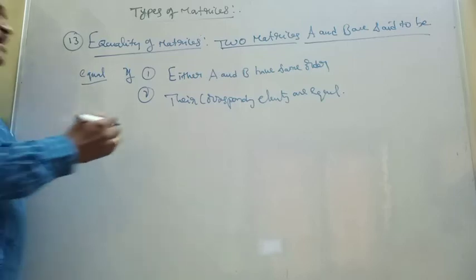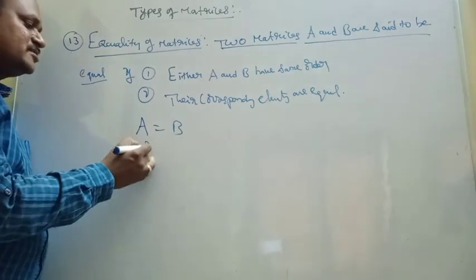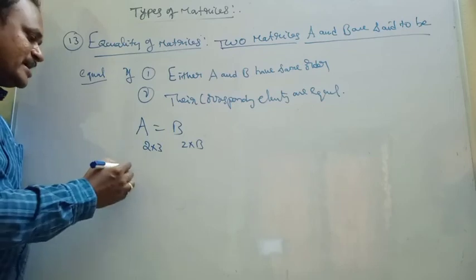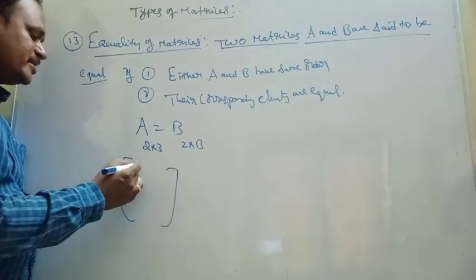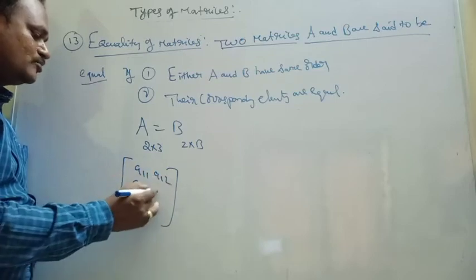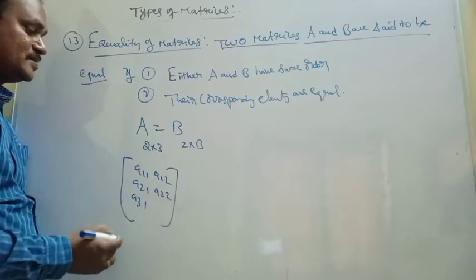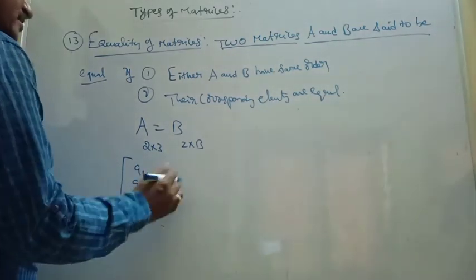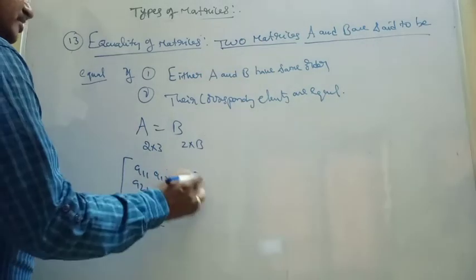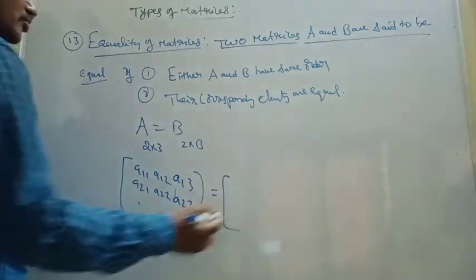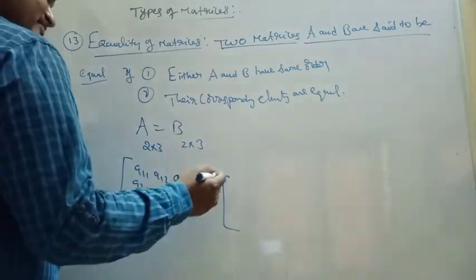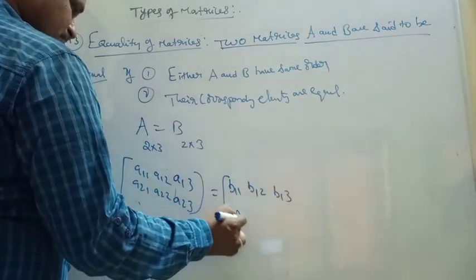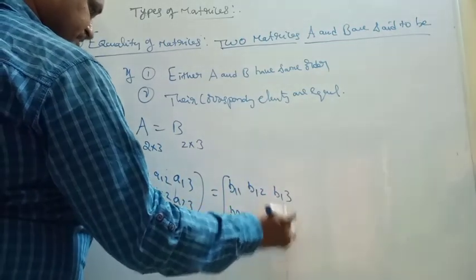Suppose we have A equal to B. If this is a 2 by 3 matrix, this is also supposed to be a 2 by 3 matrix. A is 2 by 3, meaning 2 rows: A11, A12, A13, A21, A22, A23. This is 2 by 3, and this is equal to, also 2 by 3. That means we are going to have B11, B12, B13, B21, B22, B23, like this.